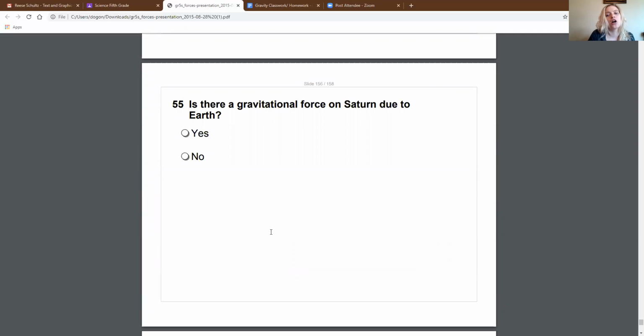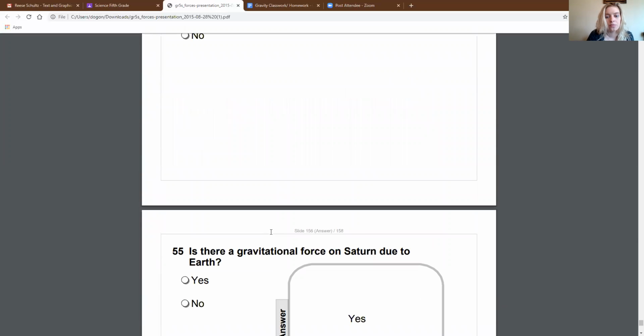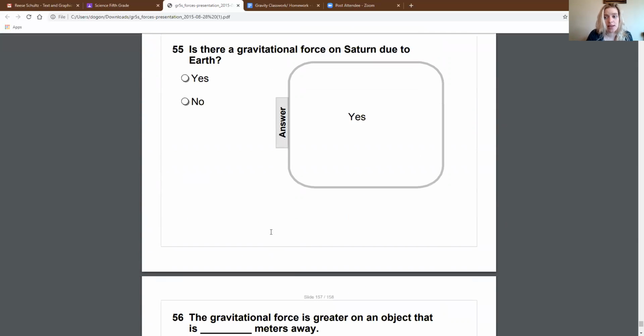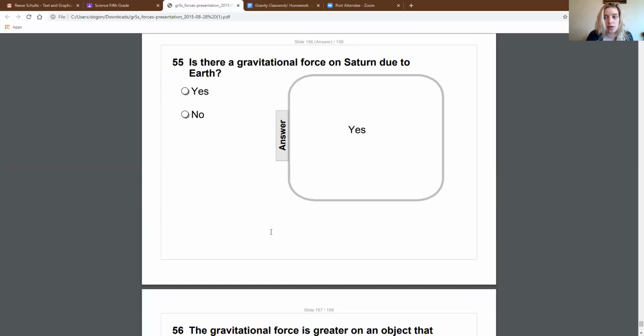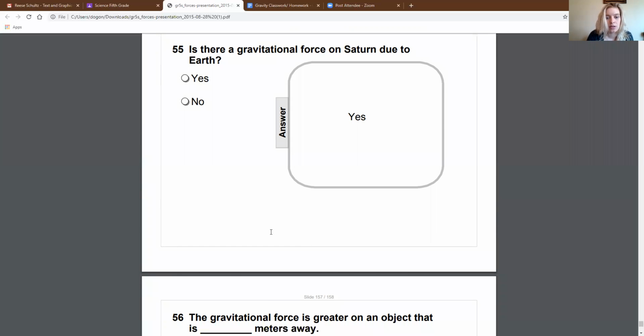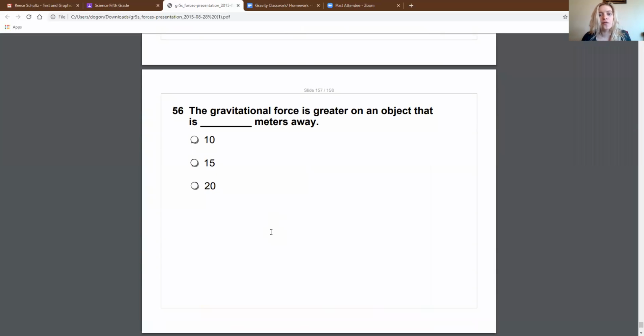Is there a gravitational force on Saturn due to Earth? Yes or no? You should have said yes. Again, everything has a gravitational attractive force. Everything. Just because it's in space doesn't make a difference. And 56, the gravitational force is greater on an object that is 10, 15, or 20 meters away. So which of those is going to have the greatest gravitational force? Well, things that are closer together are going to have a greater gravitational force. So 10 meters away would be your answer there.